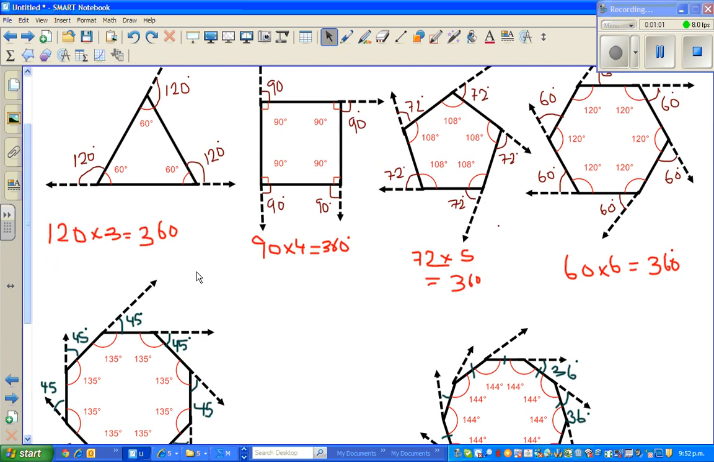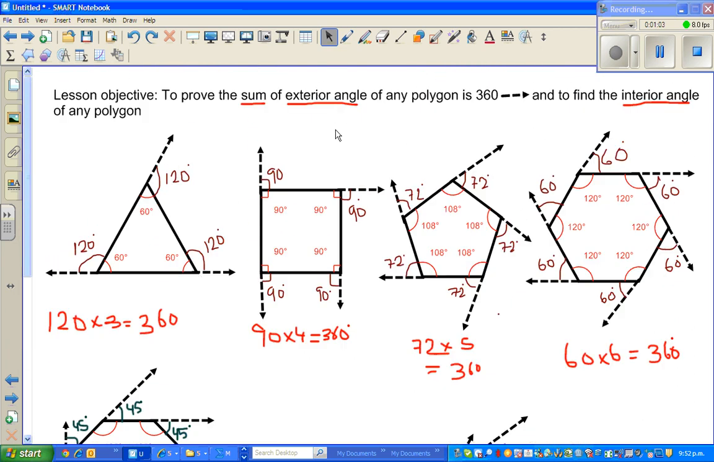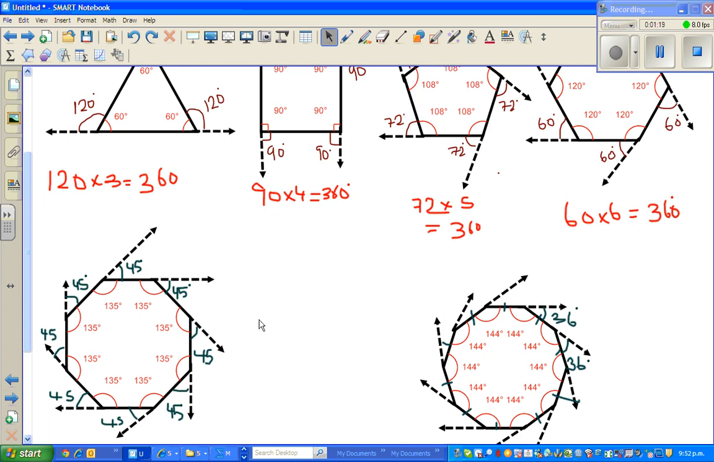So we're going to use this small principle or rule to figure out how to find the interior angles. What I mean is, how do I know that this is 108 degrees, or this is 120, or this is 135? That's the objective of this video.